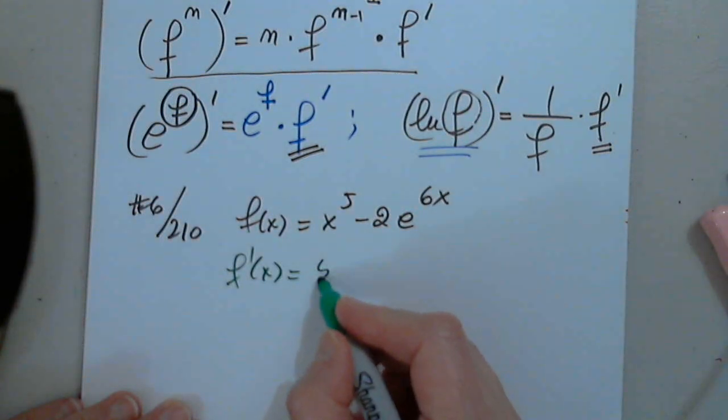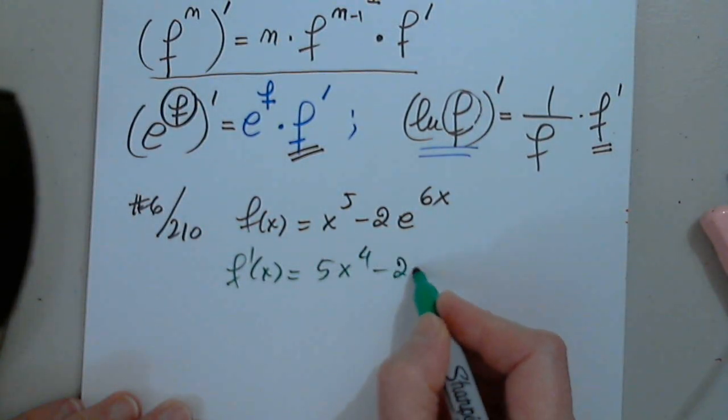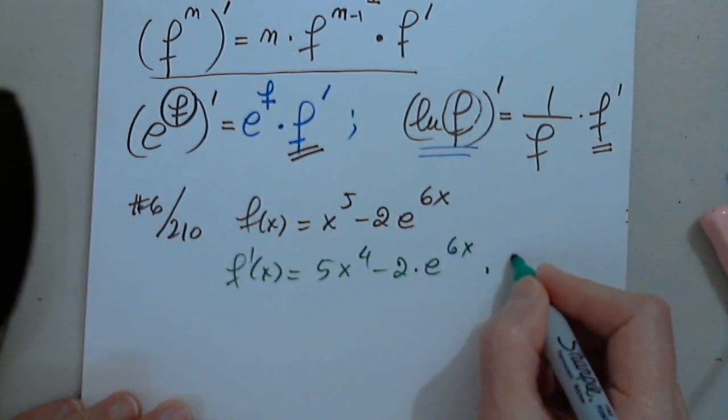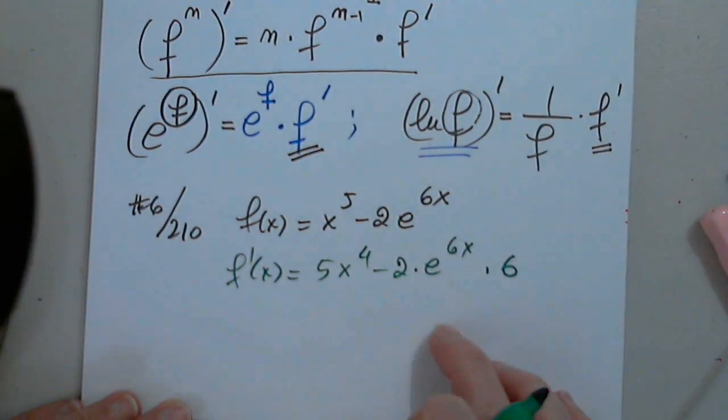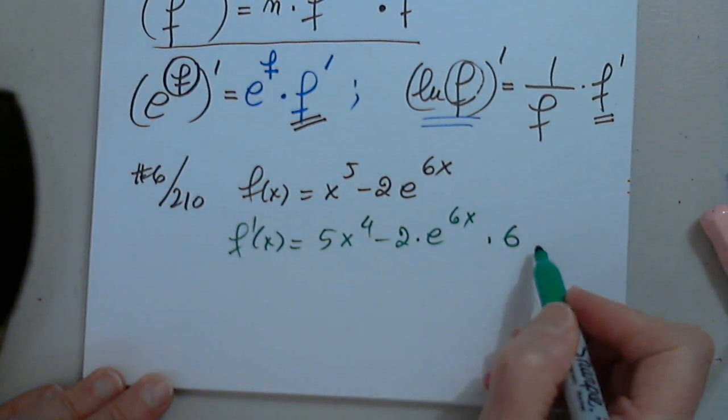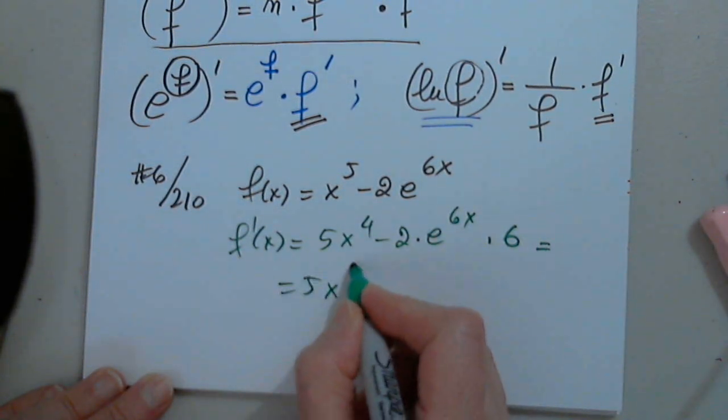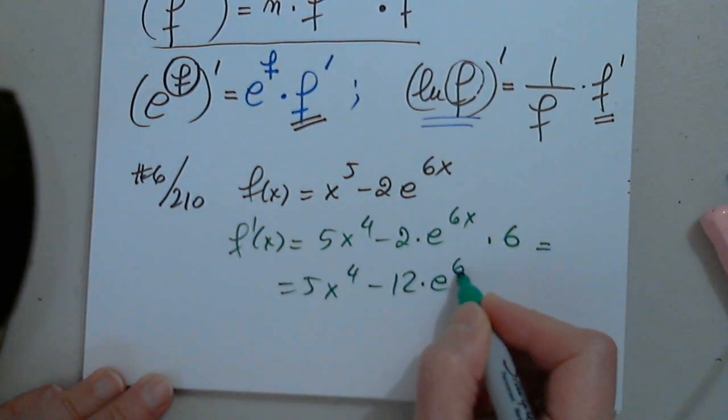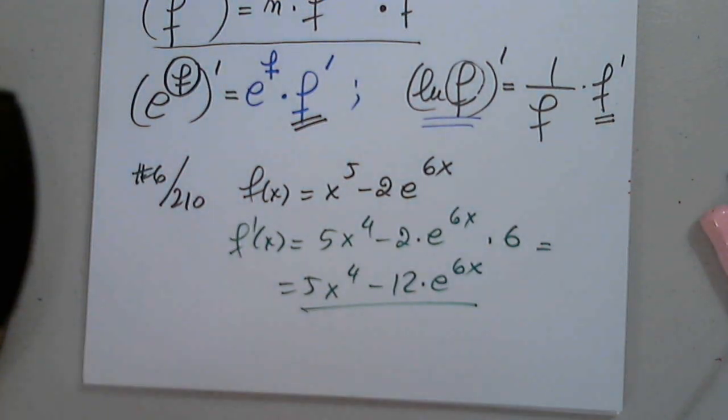It would be 5x to the 4 minus 2e6x times 6. That's it, times the inner function prime. Yes, I'm going to multiply these two, and I cannot do anything else. This is it. Thank you. Who was that? Sam. Sam, thank you. Very good. Awesome. Any questions?